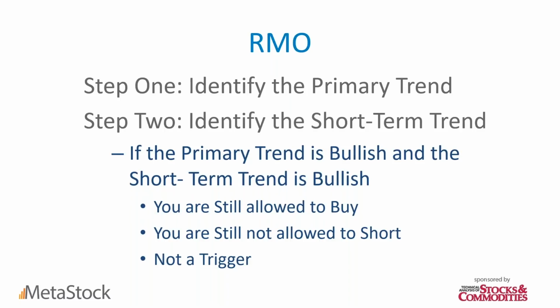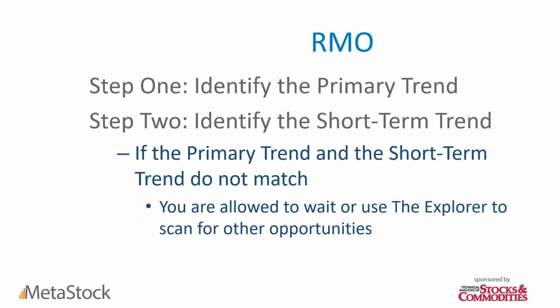Okay, the other thing that's important is you want your primary trend and your short-term trend to match. So if they don't match, MetaStock has the scanner. We've talked about the scanner quite a bit today, but if they don't match, you can wait for them to match. On a stock like Square, that might be a really good idea, or you can use this Explorer to scan for other opportunities. Okay, all right.